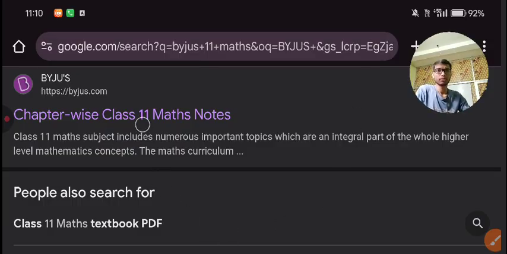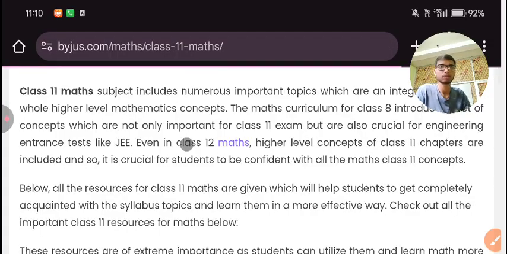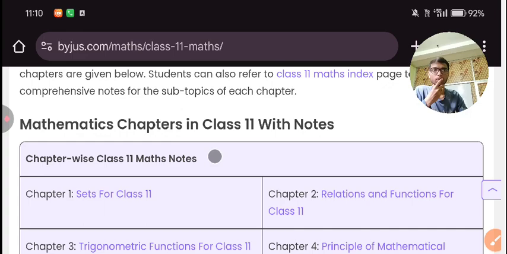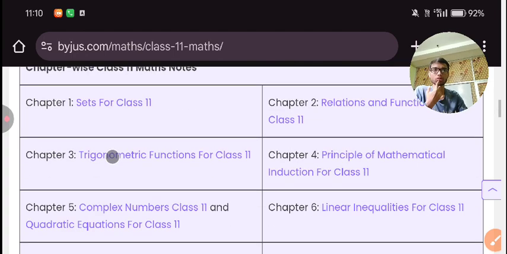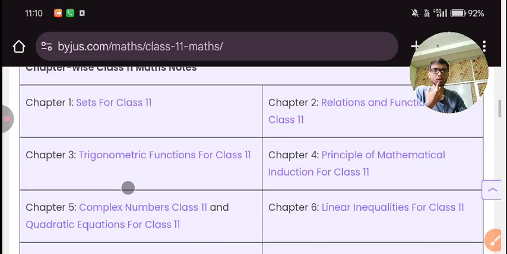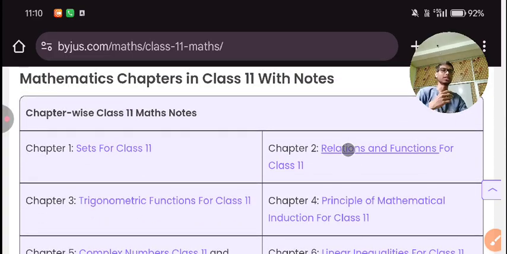So I think we should select mathematics chapters in class 11 with the notes. The first chapter is done. Next is relations and functions. Let's explore this. It will not take too much time. We will just see what the concepts are.